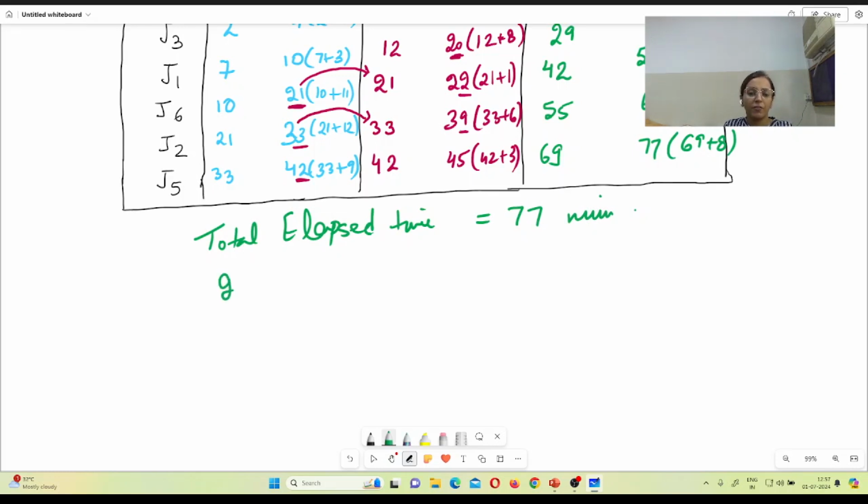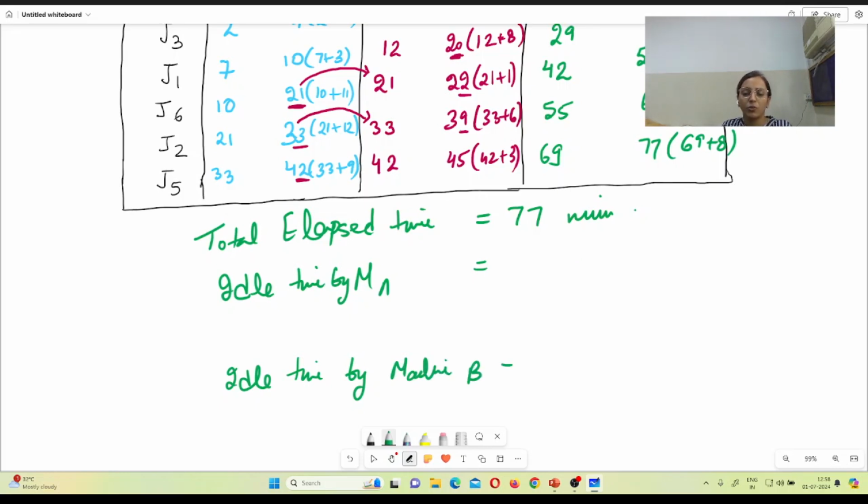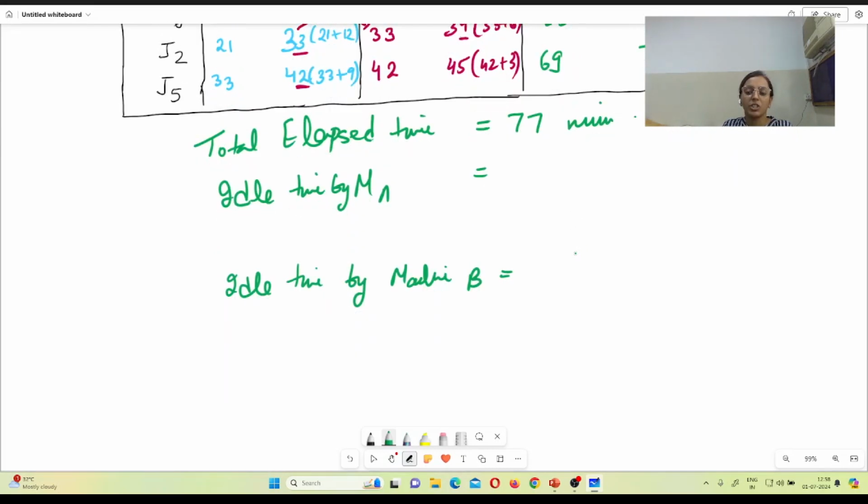Now what we have to find out? We have to find out the idle time by machine A, right? What is the idle time by machine A, and the idle time by machine B, you also have to find out, and in the same way you have to find out the idle time for machine C. You have to find out now the idle time for the three machines together. Idle time of machine C, right? You have to find out.